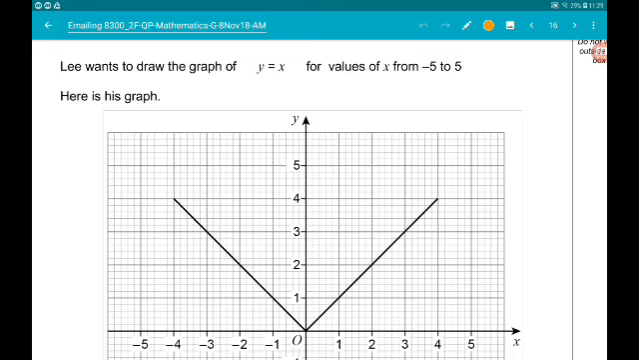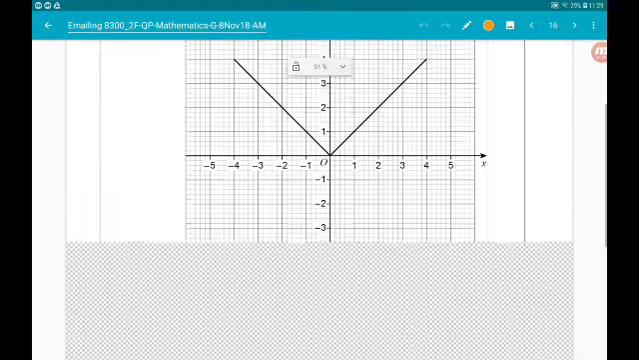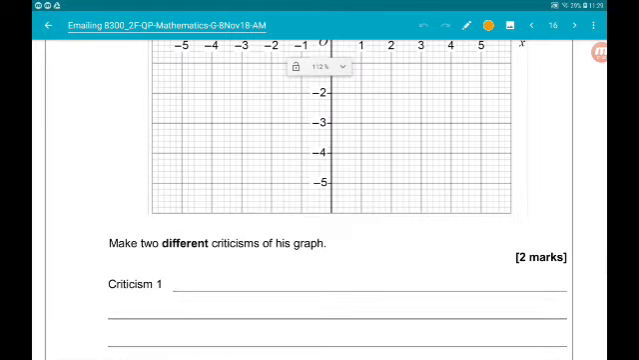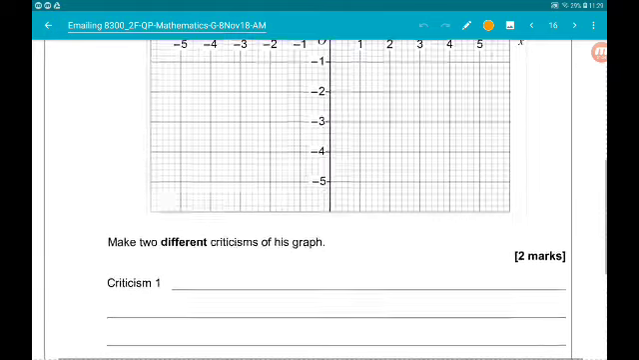I got that question's over. Right, 14. Lee wants to draw the graph of y equals x for values of x from -5 to 5. Here is his graph. We want to make 2 different criticisms of his graph.